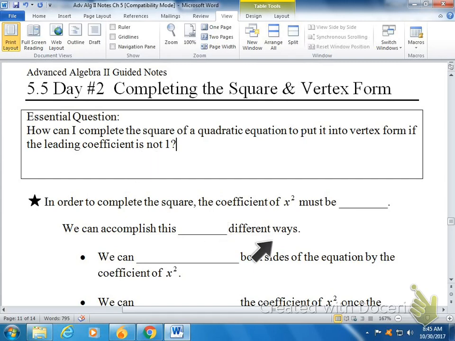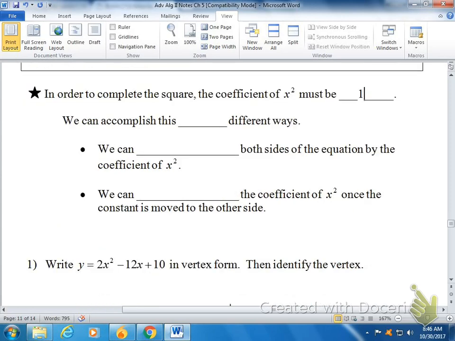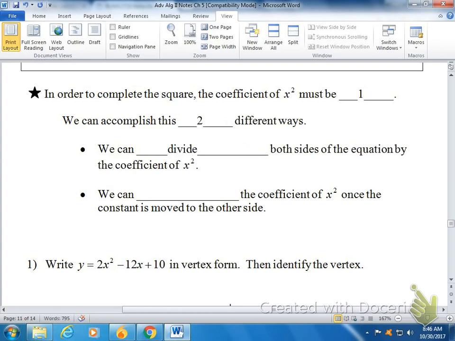In order to complete the square, the coefficient of x squared must be 1. We can accomplish this in two different ways. We could either divide both sides of the equation by the coefficient of x squared, or we can factor out the coefficient of x squared once the constant is moved to the other side. Those are our options. So let's see some examples of this.